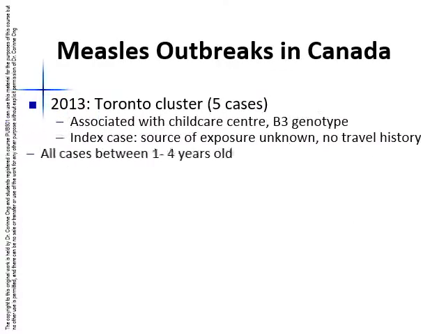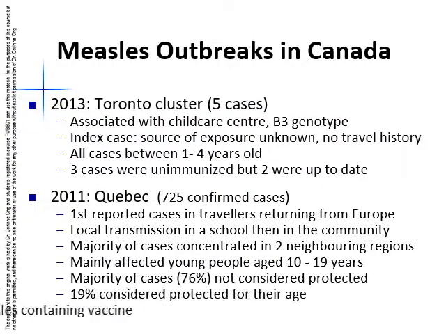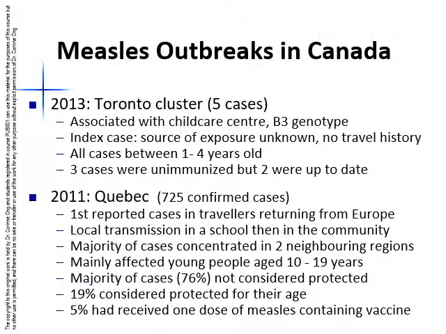There was also a small cluster of cases in Toronto, which were associated with a childcare center in 2013. The index case had no travel history, and the source of the exposure was unknown. All cases were children below the age of 5, and 3 were not vaccinated, whereas 2 were fully vaccinated. The isolates had the B3 genotype.